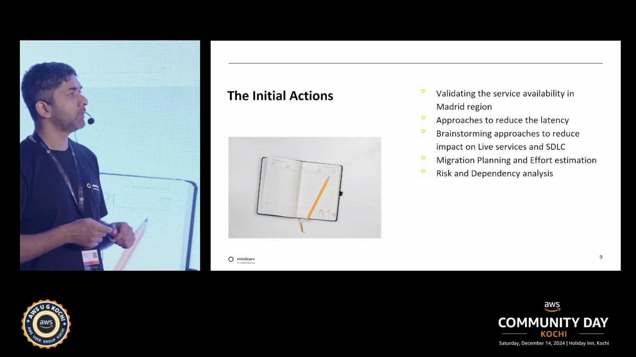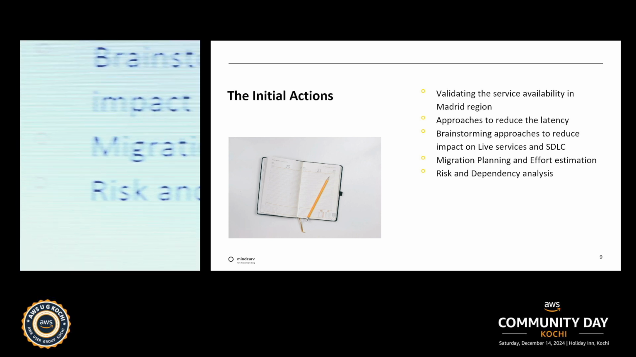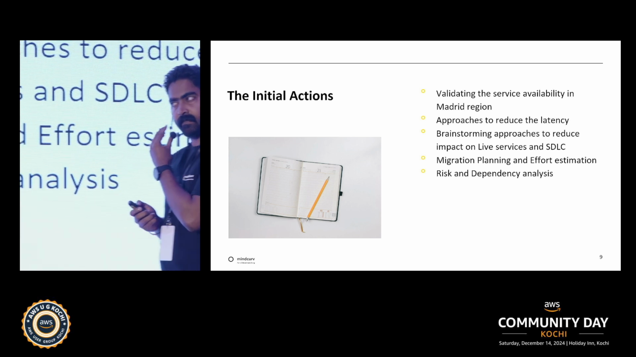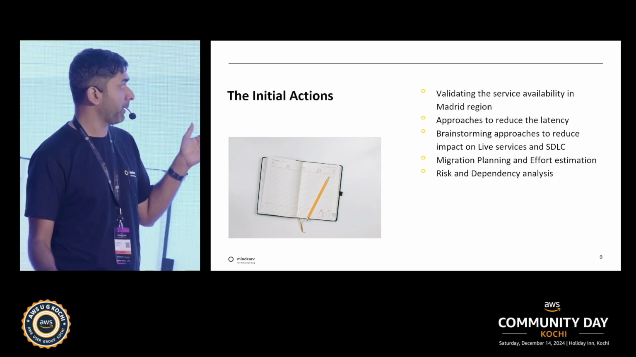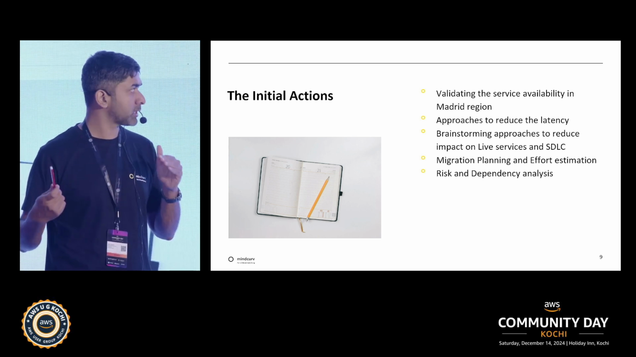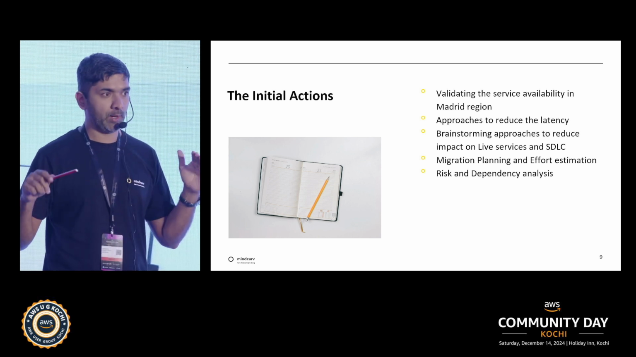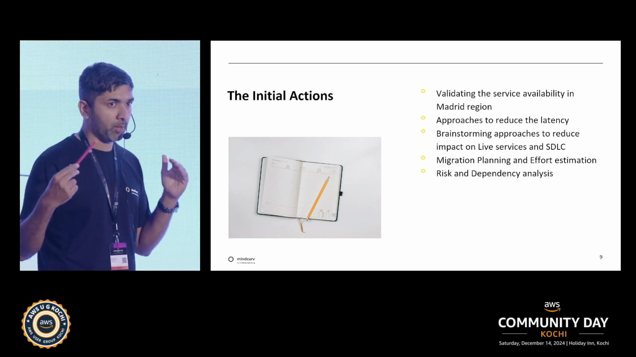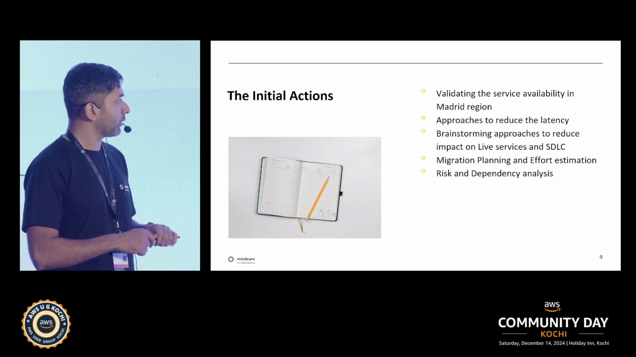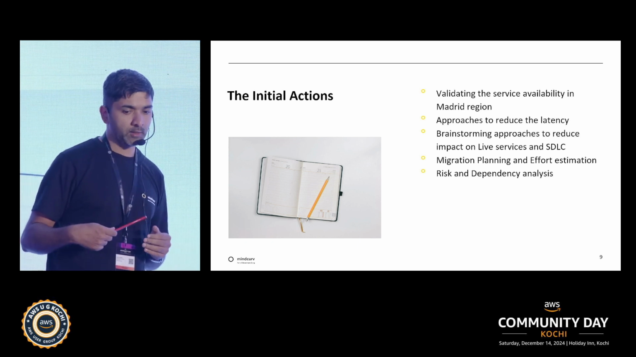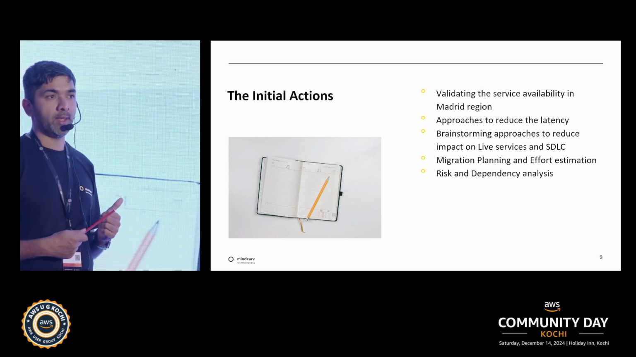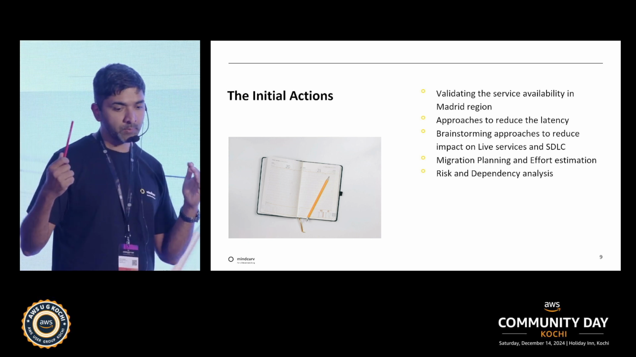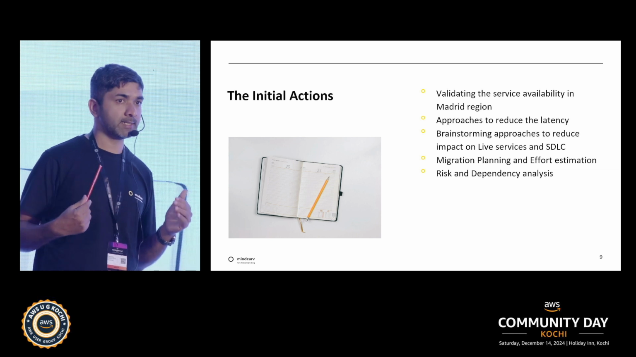Okay, cool. So what were our approaches after we confirmed the services were available in Madrid? What were our next steps? Once we confirmed all the services are available, our next action was brainstorming an approach to reduce the impact to the live users and the developers, or to avoid delays in terms of development, deployment and all. We have done that, and we also created a proper migration plan and effort estimations, so that we can plan everything in advance, and also did a risk and dependency analysis.